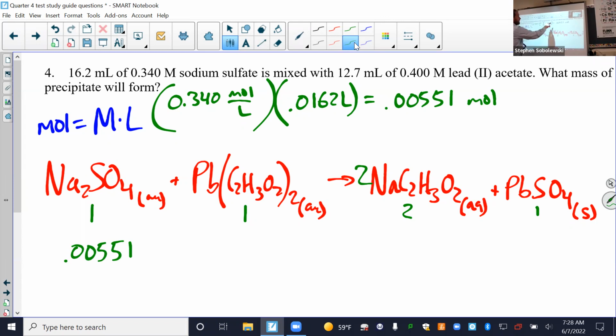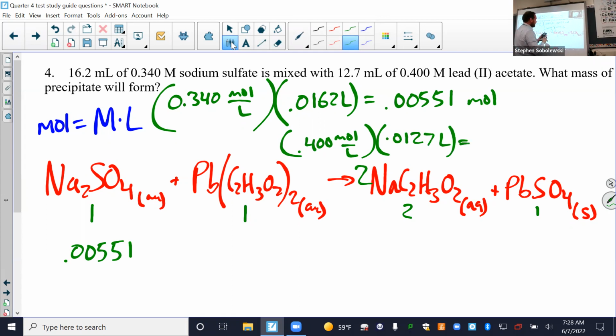Okay. We do the same thing for the other reactant, 12.7. We're going to multiply molarity, which is 0.400 moles per liter, times the liter version of that, which is 0.0127 liters. 0.400 times 0.0127 gives me 0.00508 moles, and that's this one. I was almost going to say, disclaimer, I made up random numbers for these problems without actually working them out, but hey, I got it pretty close, didn't I?